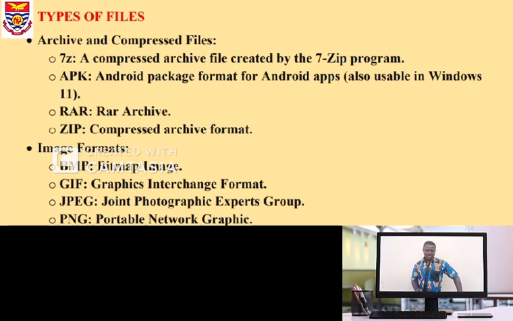We move to another sub aspect of file types, which is the image format. The image formats as a file type include BMP, which is bitmap image. We have GIF, we have JPEG, we have PNG, and we have SVG as a file type.